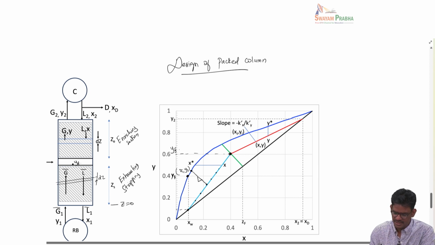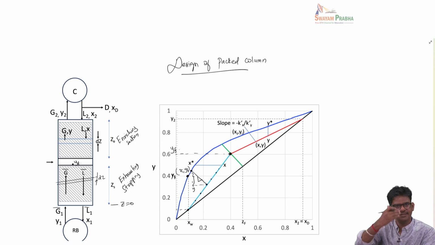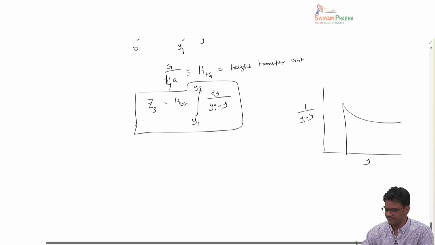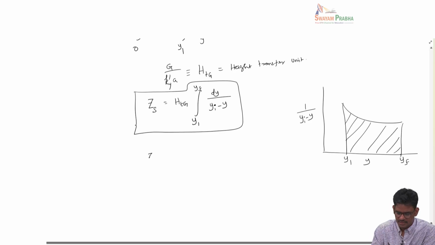So we read xi from here and the corresponding yi value from here, and this is the corresponding y value. So this is the concentration difference that goes in the integral, and we generate many such x comma y points on the operating line, and correspondingly get the equilibrium compositions, and that gives the driving force. So we have to plot 1 over yi minus y versus y, and then the integral goes from y1 to yf. That is this value. We can also write this as HTG times NTG, and NTG is this integral.